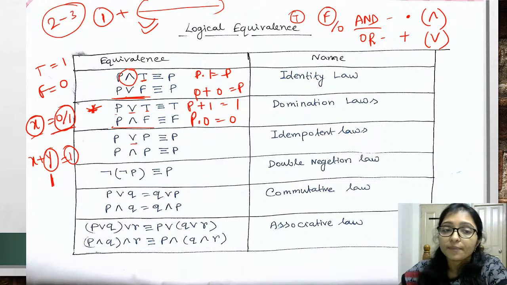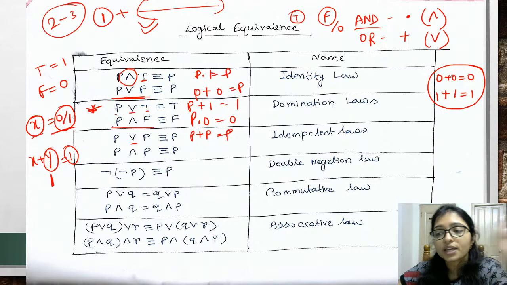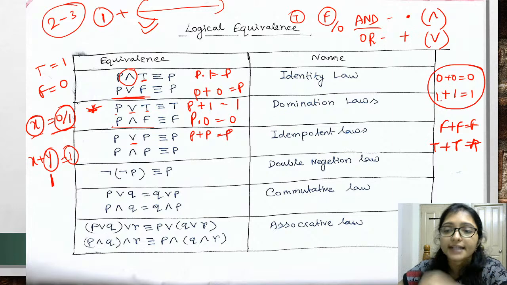P or P. Now P or P means P plus P is P, right? It can be 0 plus 0 is 0, 1 plus 1 is 1. Because in digital logic and propositional logic, the values are 0 and 1, or false and true. False plus false equals false, or true plus true equals true. Other than that is not possible, right?